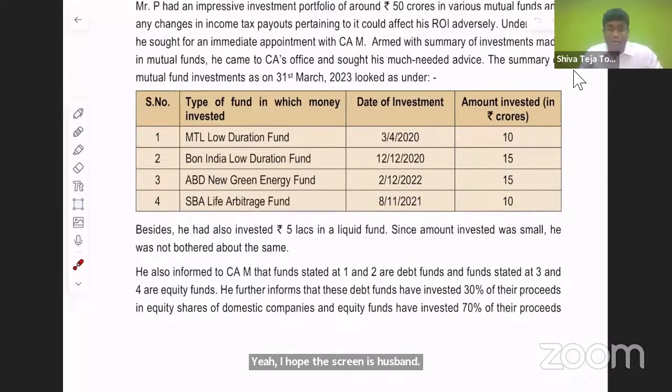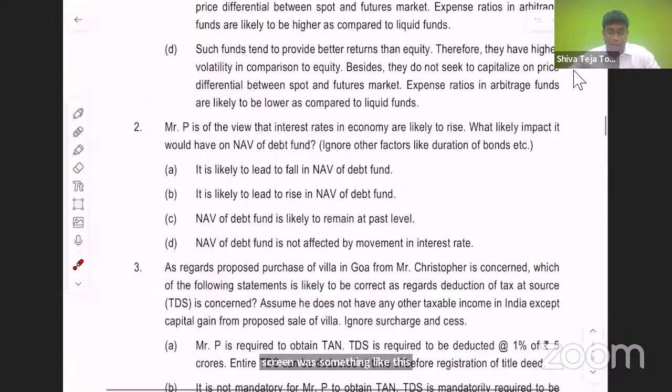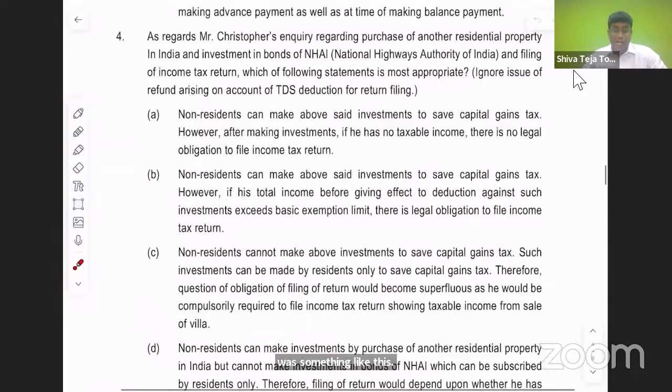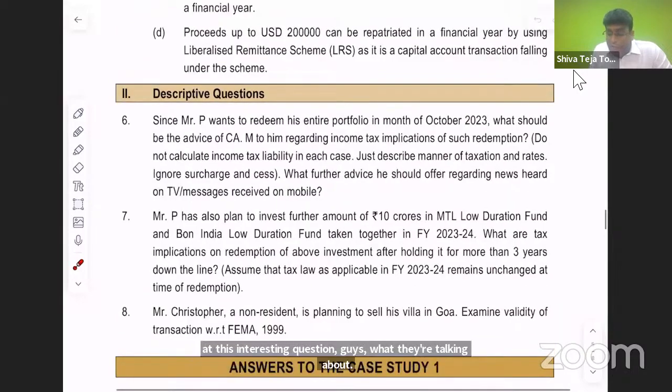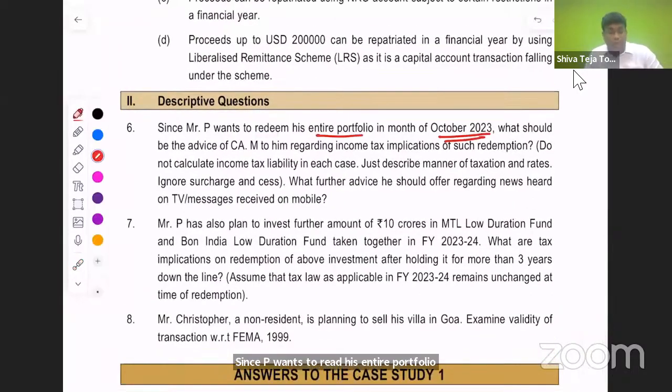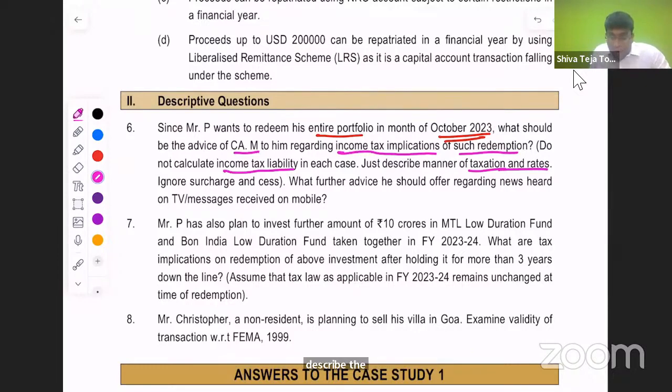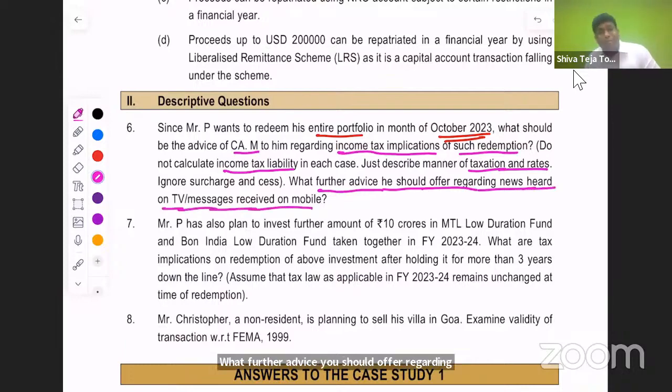Yeah, the fundamental reason why I wanted to share the screen was something like this. If you look at the initial part of the question, they were talking completely about the funds. Now look at this interesting question, guys, what they're talking about. Since P wants to redeem his entire portfolio in October 2023, you have to understand that he's intending to redeem everything in October 2023. What should be the advice of CAM to him regarding income tax implication of such redemption? Do not calculate tax liability. Please note that they didn't want you to calculate tax liability. Just describe the manner of taxation and the rates, ignoring surcharge and cess. What further advice he should offer regarding the news heard on TV or messages received on mobile?